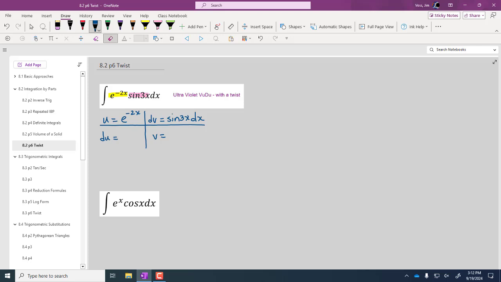Okay, so on the left column, we differentiate. We're going to use the chain rule, so we're going to get negative 2 e to the negative 2x dx. On the right column, integrate. Integral of the sine function is negative cosine function. So negative cosine, same angle, but then we have to divide by 3. The derivative of the angle is 3, so we have to divide by it instead of multiplying by it like you would with the chain rule.